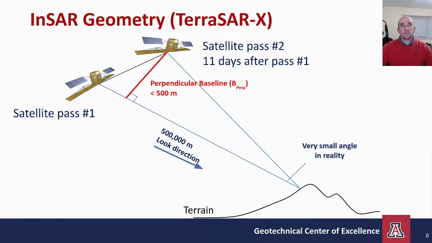We're now going to look at some other factors that can shift these phase values. Before we get to that though, let's firstly consider our InSAR geometry. This is a diagram of the InSAR geometry, in this case for TerraSAR-X. An image is acquired on pass 1. 11 days later, the satellite returns and acquires another image.